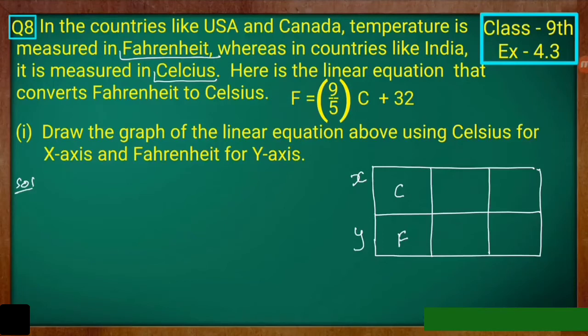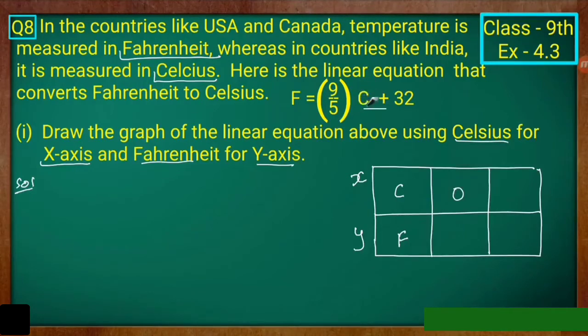In this question we have 5 parts. We will solve all these 5 one by one. First, draw the graph of the linear equation above using Celsius for the x-axis and Fahrenheit for the y-axis. You can see here the x-axis is C and the y-axis is Fahrenheit. So we can write y equals 9 upon 5 x plus 32. Because it is given to us, at the place of C we can write x, and at the place of F we can write y.